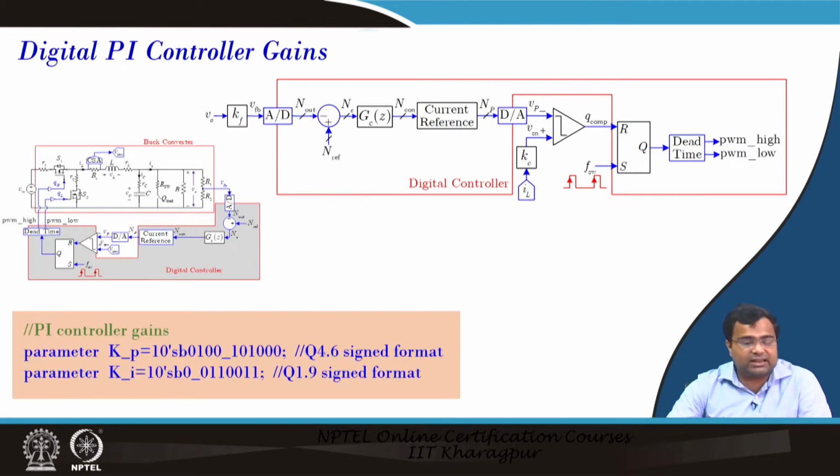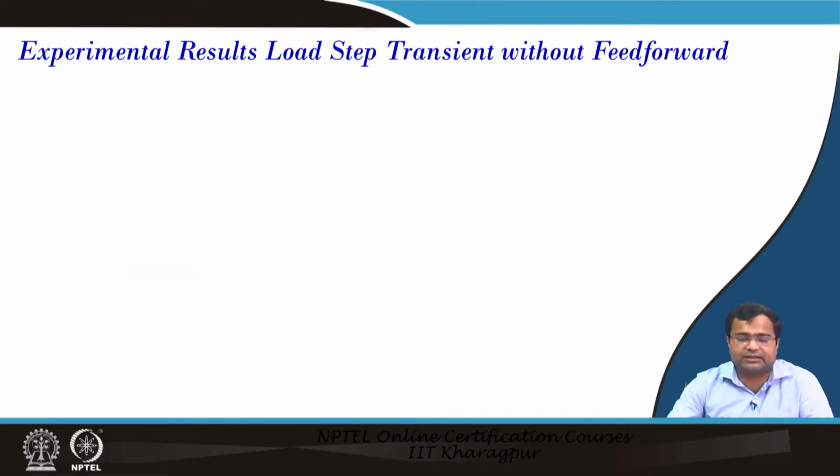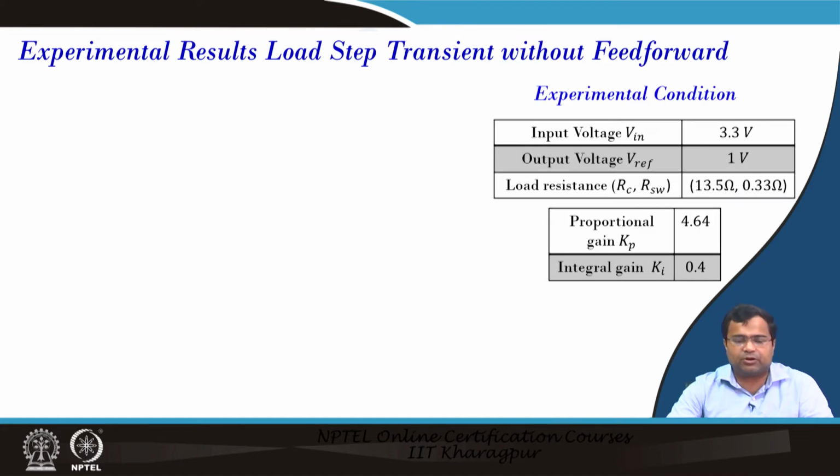Now, we are using a digital PID controller. This is our FPGA parameter setting, which is nothing but 4.64 and 0.4, and now we are going to show the experimental result without feed forward. That means we are going to consider with and without feed forward. Here we are not talking about any load feed forward term.